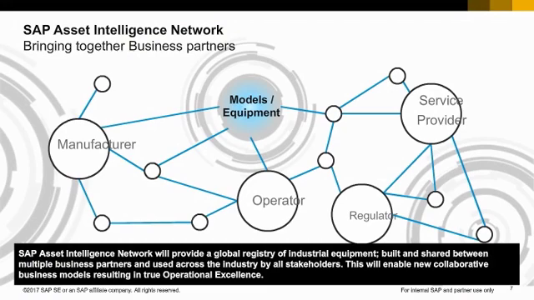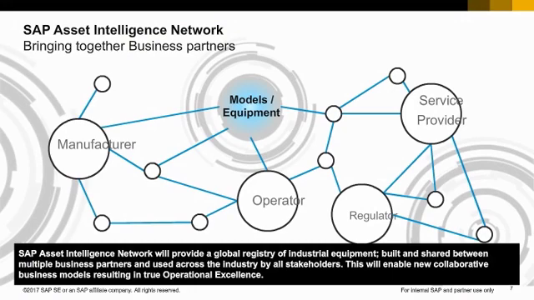In addition, anyone who is interested in that information could be part of that network. For example, a regulator to check whether the inspection is properly performed, or insurance companies could check whether assets have been maintained. A service provider could also come into the game to provide maintenance and repair services, but also EPC, construction companies doing the construction or the refurbishment of an asset. This will enable new collaborative business models resulting in true operation excellence and be the future way.